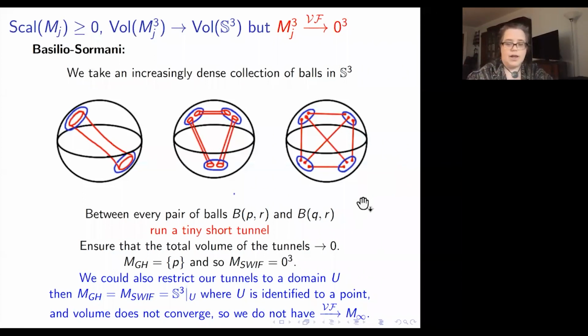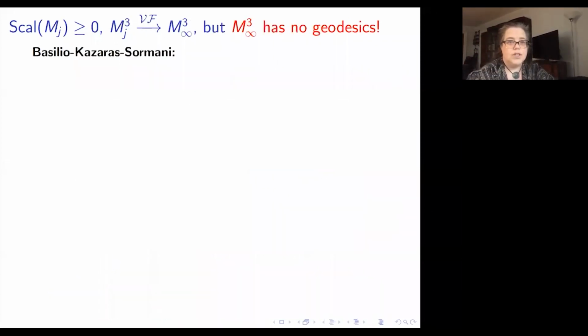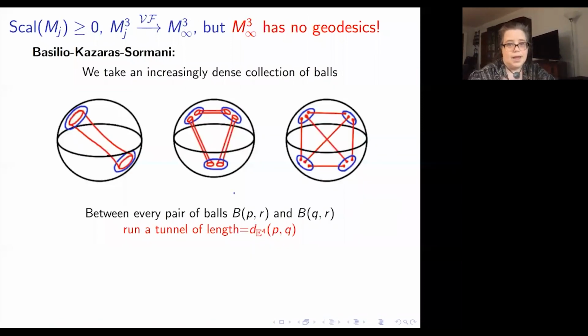All right, so then there's another kind of neat example, which is done with Basilio and Cazares. Again, it's the same picture, but now the tunnels are going to have a different length. So instead of making the tunnel short, we're going to say the length of this tunnel will be set to the Euclidean 4-dimensional distance between these balls. So these tunnels are actually as long as they are in this picture.